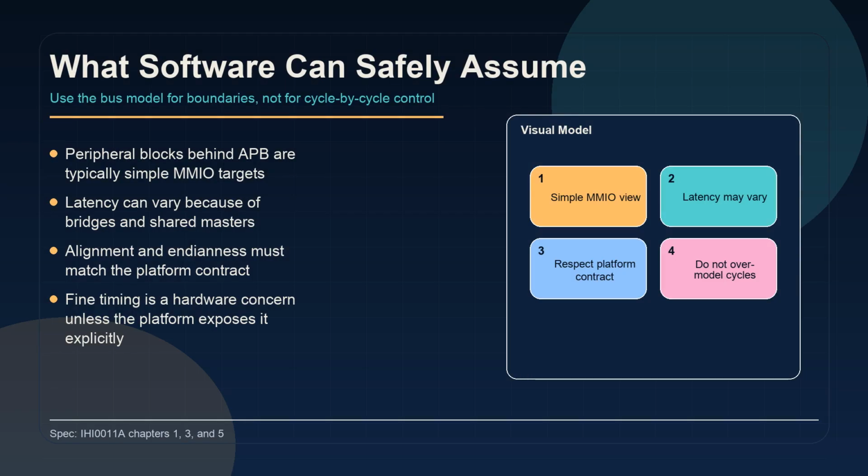The safe software model is straightforward. Treat simple peripherals behind APB as MMIO targets. Expect some latency variation because of bridges and shared masters, and respect the platform's alignment and Endianness contract. Do not try to reason about cycle-level bus timing unless the platform documentation explicitly makes that visible.